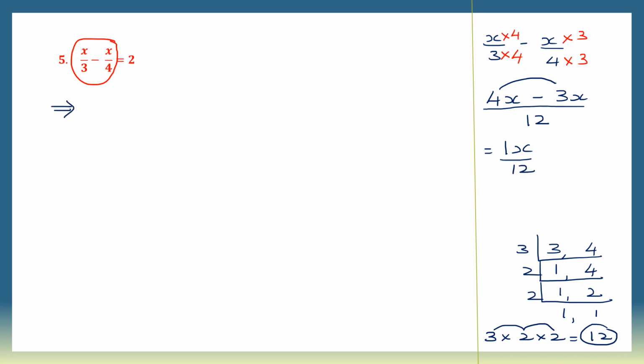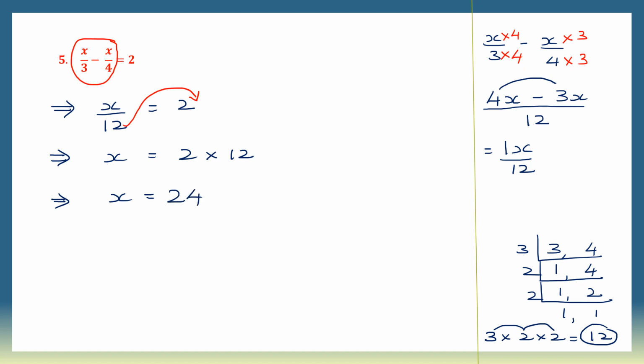So let's do that here. x by 12 equals 2. That means x is equal to 2 into 12. How did it become multiplication? Here it is division. When we transposed it to the right hand side, division has become multiplication. So here x is equal to 2 12s are 24. So this is our answer. The answer to this question is 24.